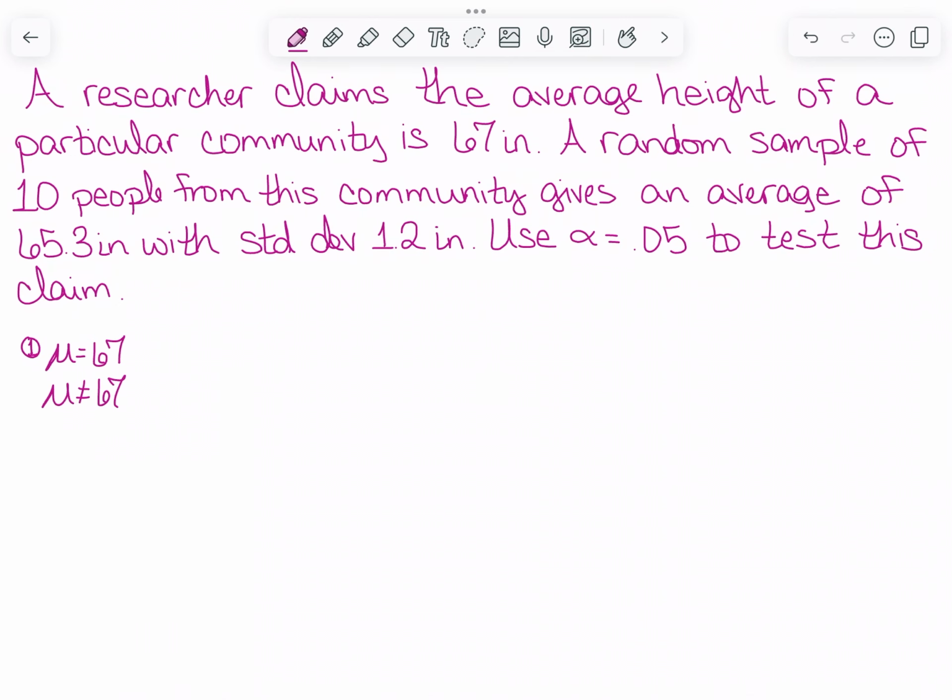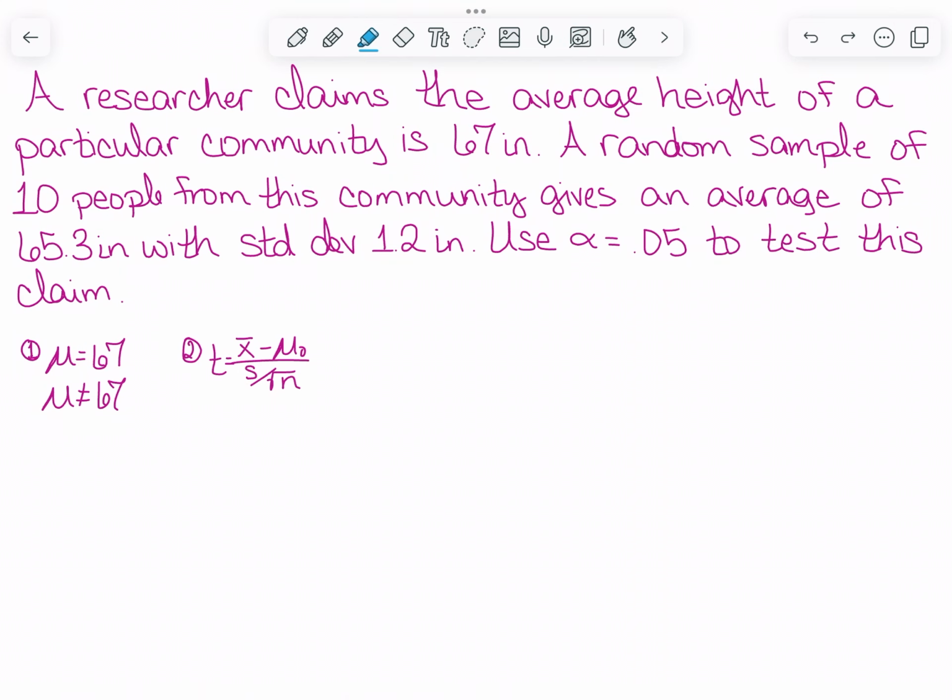The first step will be to state our hypotheses. In this case, mu is equal to 67 and mu is not equal to 67. Nothing in the problem has told me that I need to test that it is greater than 67 or less than 67, so that's my indication that I'm going to be doing a not equal to test.